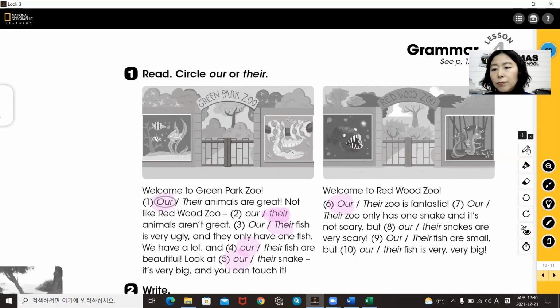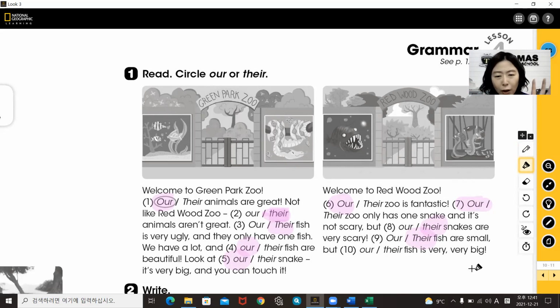They wanted to show off their good things. So then you can say, our juice only has one snake and it's not scary. Okay. But then if you use but, then you need to say the opposite idea. So if you say the good things, then after but, you need to use bad things. So but, their snakes are very scary. Then their fish are small. In this way, you can introduce the exchanges and opposite ideas.